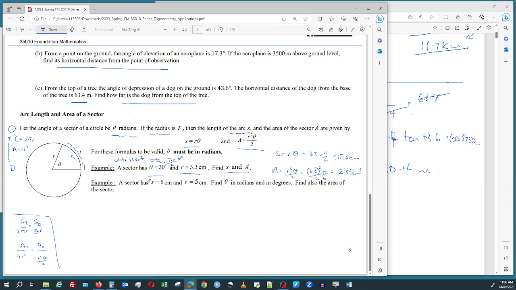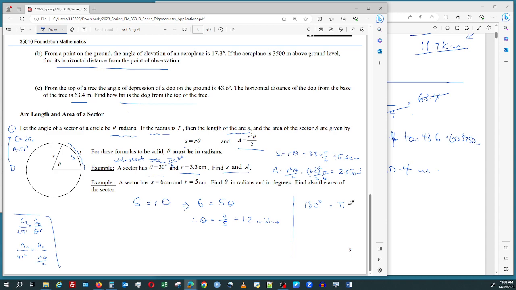For the second one, a sector has S equal to 6 and a radius of 5. S is equal to R theta in radians, so 6 is equal to 5 theta, therefore theta is 6 over 5, which equals 1.2 radians. Now it's very simple to convert that. There are 180 degrees in pi radians.